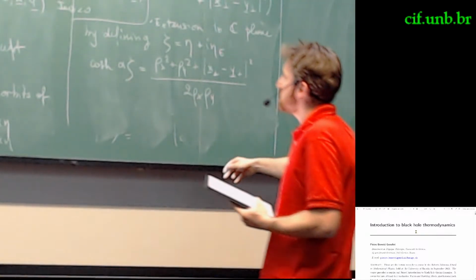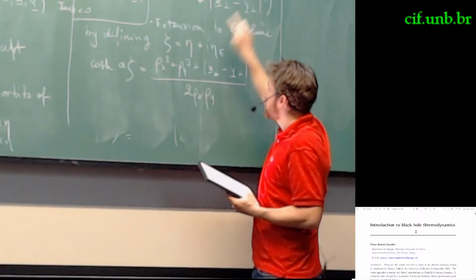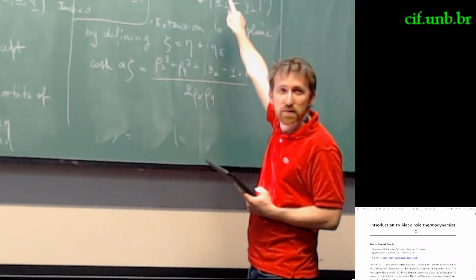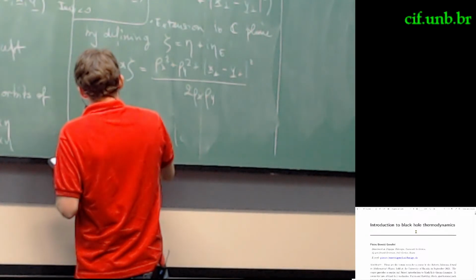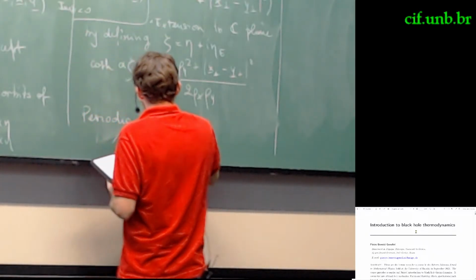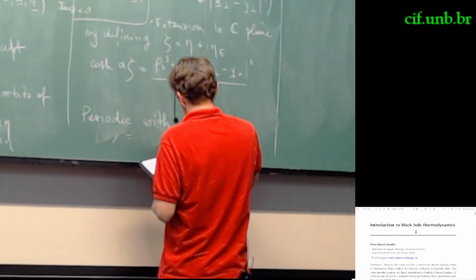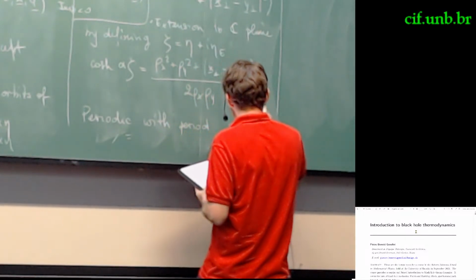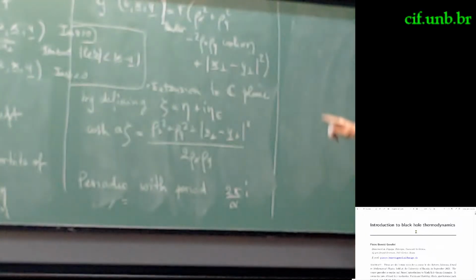And then the periodicity follows trivially from the fact that it depends on eta, which is my extension, only via cosh. Right? So it's periodic with period 2 pi divided by alpha times i. So beta is 2 pi divided by alpha in that sense.